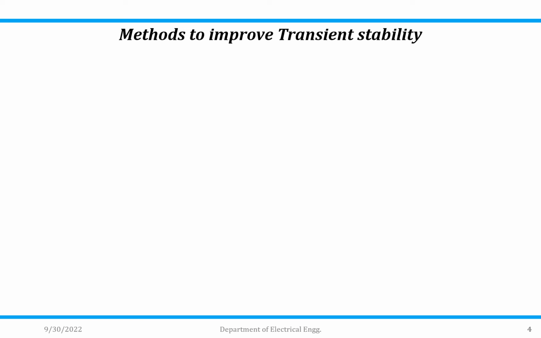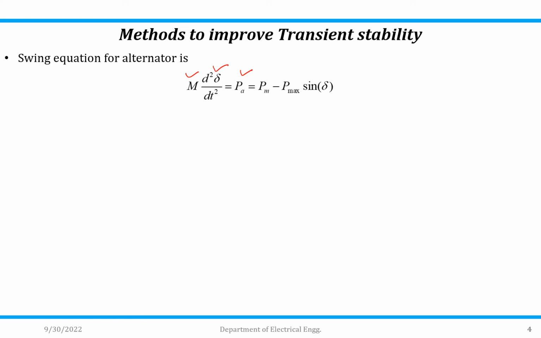Now let's discuss methods to improve transient stability. We know the swing equation. It is M d square delta upon dt square equal to Pa. Pa is the accelerating power, which is equal to Pm minus Pe. This is your equation of Pe. And how can we write Pe? Pe equal to Pmax sine delta, where Pmax equals E V upon X.